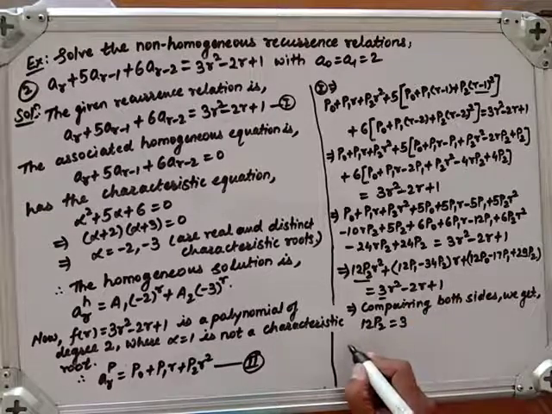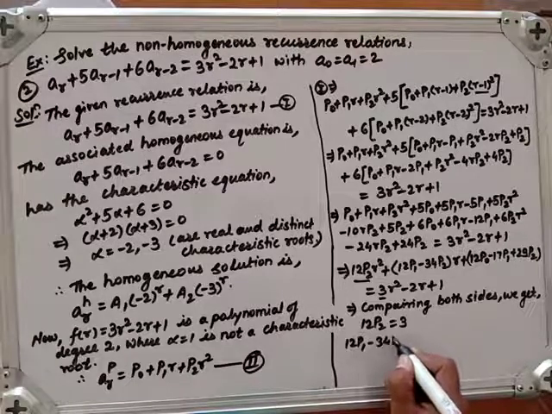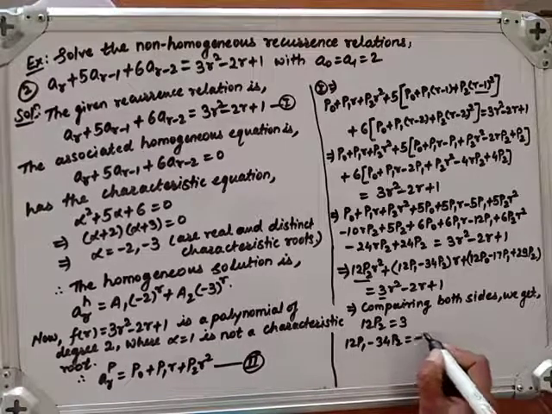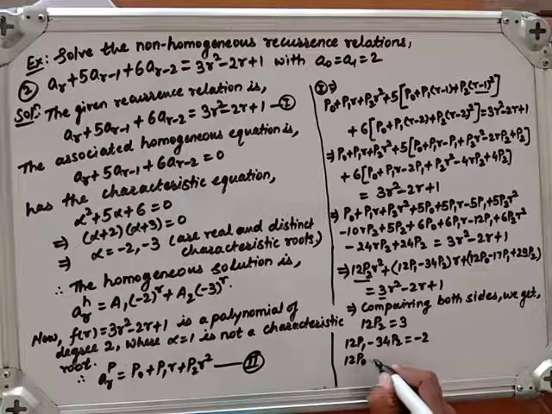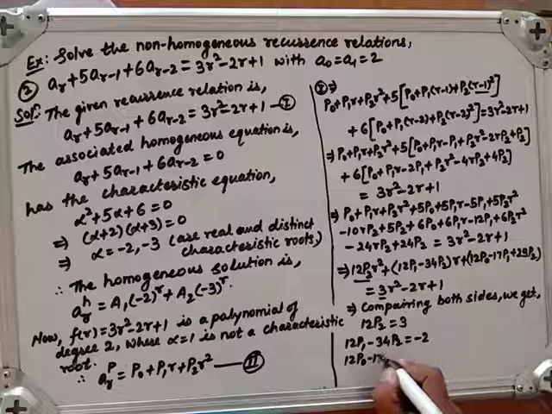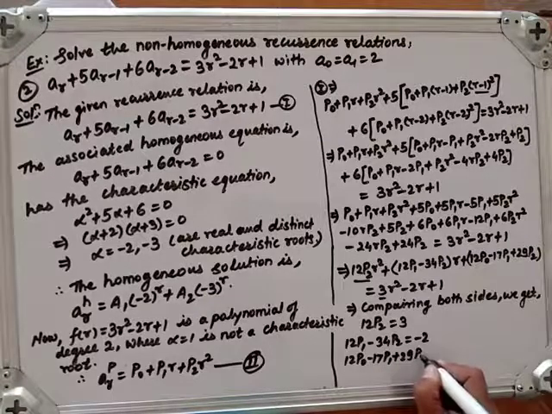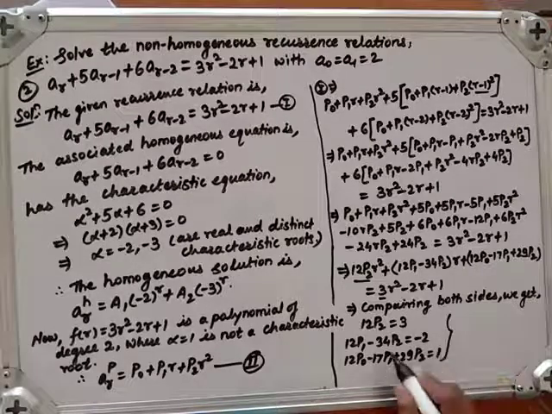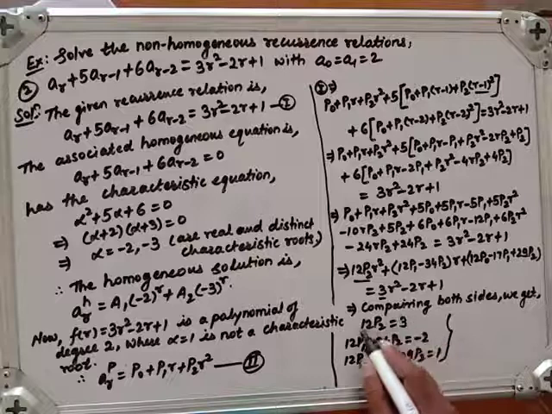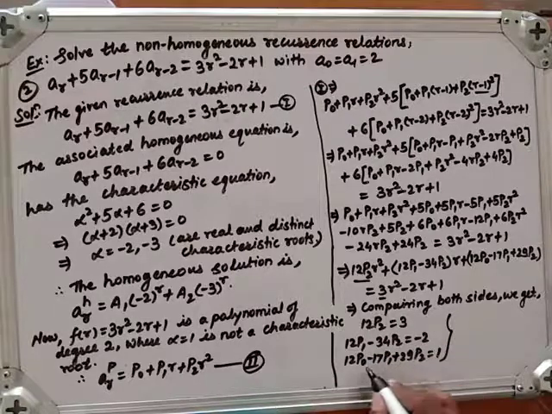Again, this 12 P1 minus 34 P2 is equal to minus 2, and 12 P0 minus 17 P1 plus 29 P2 is equal to 1. Now we can easily solve these. Here, from this we get P2, and substituting, we get P1, P2 with us, so we get P0.